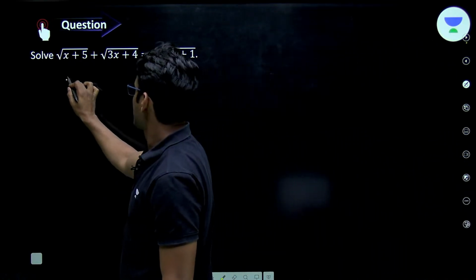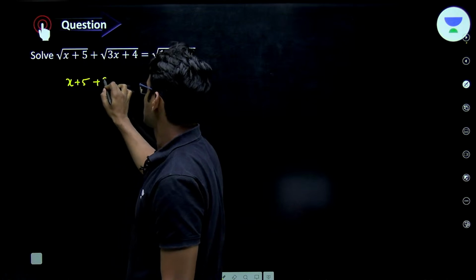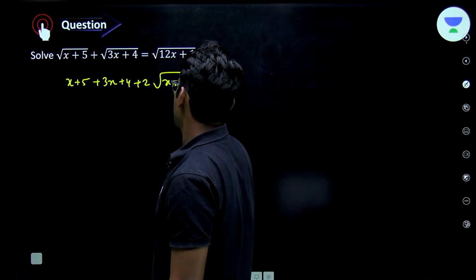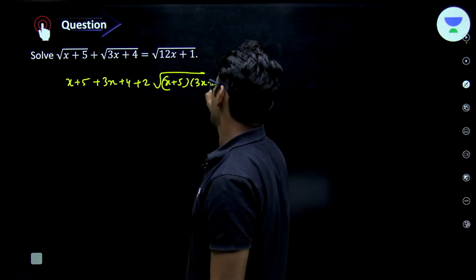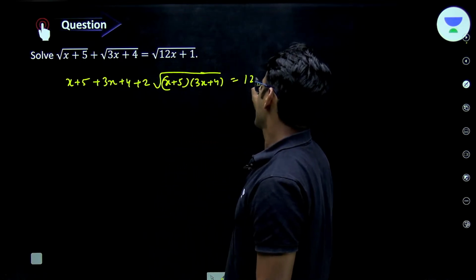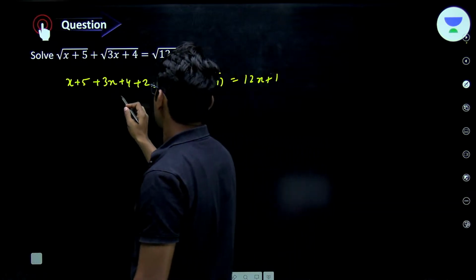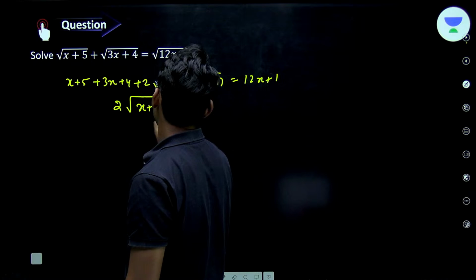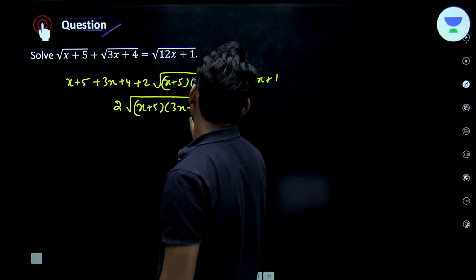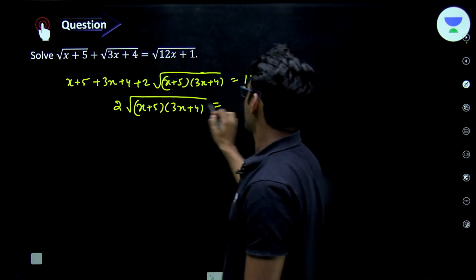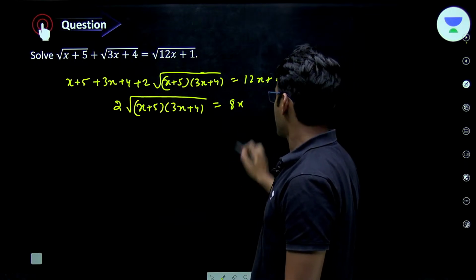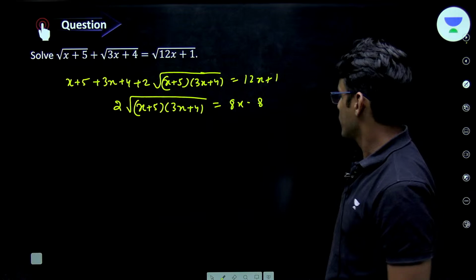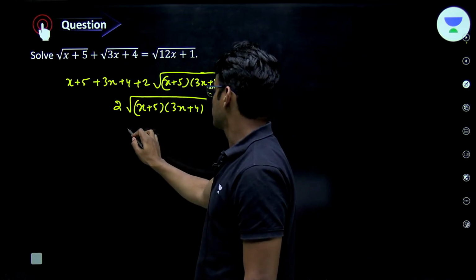Learners are saying suggest squaring it. Okay, I am doing it. Like you are saying, x plus 5 into 3x plus 4 equals 12x plus 1. So what do we have here? 2 times square root of x plus 5 times 3x plus 4. We have 12x minus 4x as 8x minus 8. Perfect. Right? So again square.